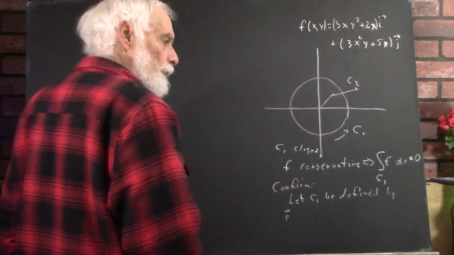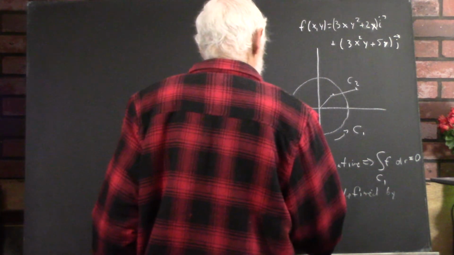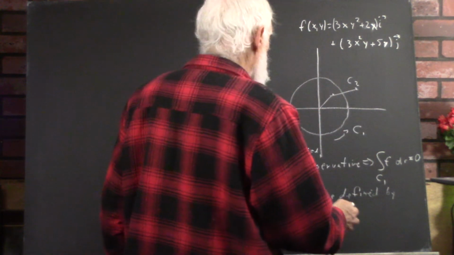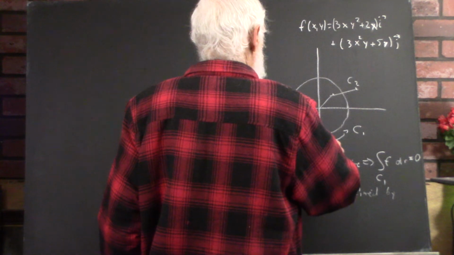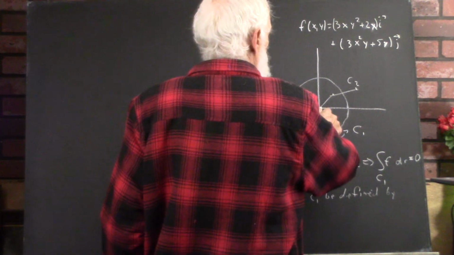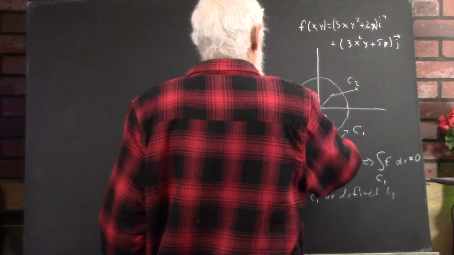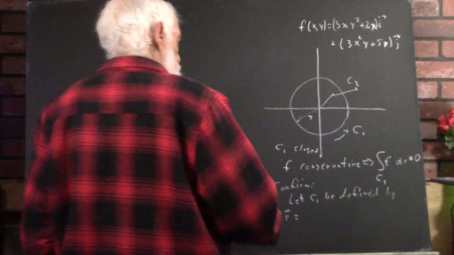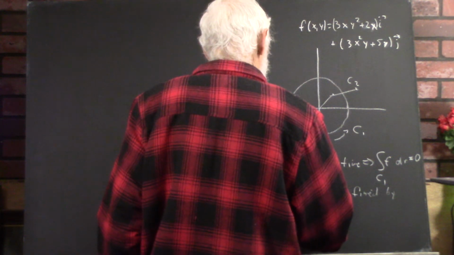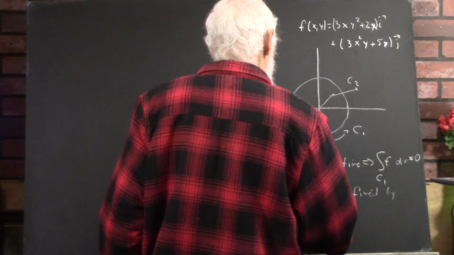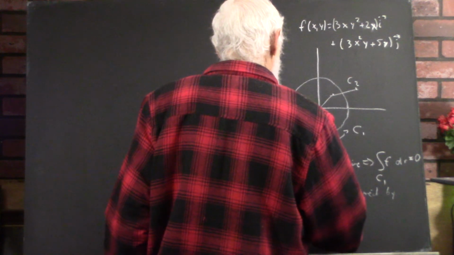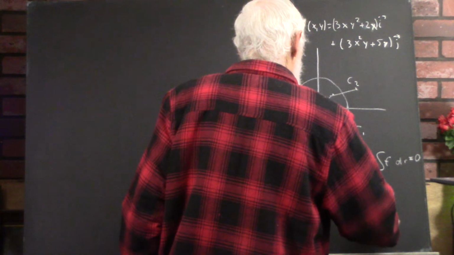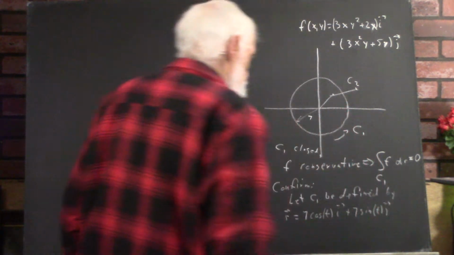Let C1 be defined by the vector function r equals, let's say, what radius do we want to use for this thing? Let's take a radius of, oh, what the heck, something that the book wouldn't use, 7. At least I don't think it would, or the WebAssign wouldn't use. Okay, so let r equal 7 cosine of t i plus 7 sine of t j.